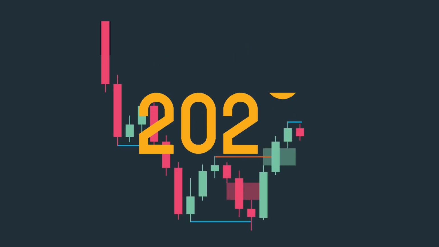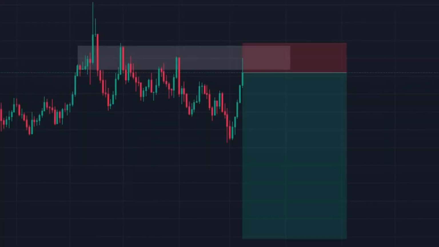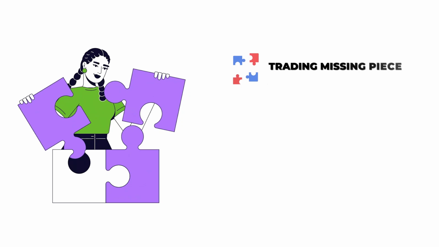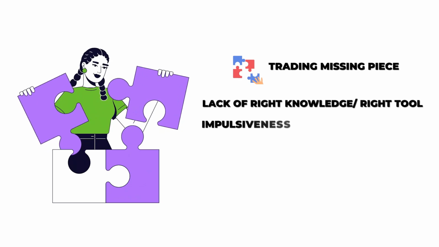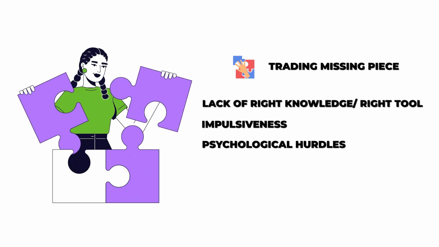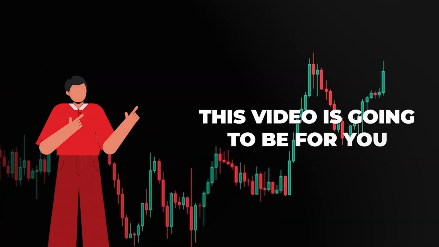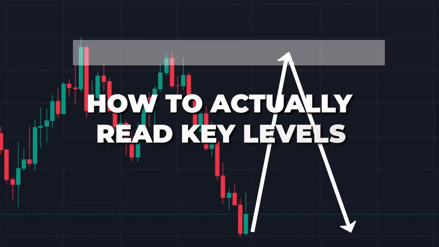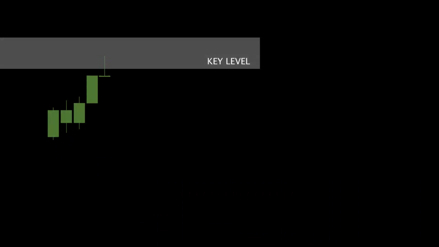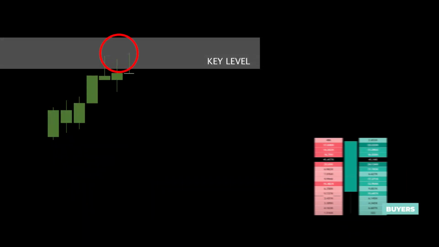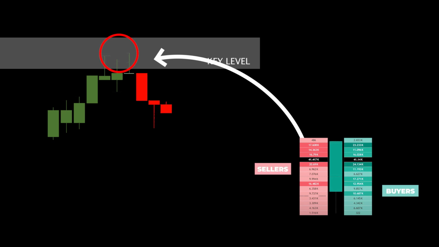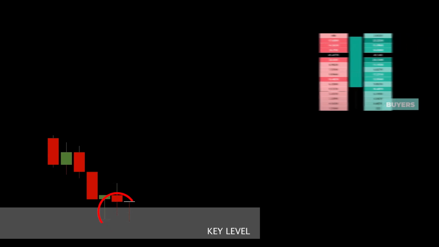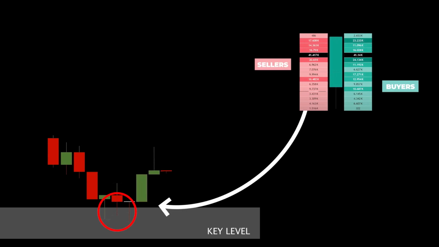Going into 2026, if you have a strategy and you feel like it works, but there's a missing piece that stops you from becoming profitable, or you just can't get over your psychological hurdles, this video is going to be for you. So in this video, I go over step by step how to actually read key levels. Imagine buyers step into the zone, you see buyers failing, and you know exactly when to sell. Vice versa, when you see sellers coming into a zone and you see sellers failing, you know exactly where to buy.